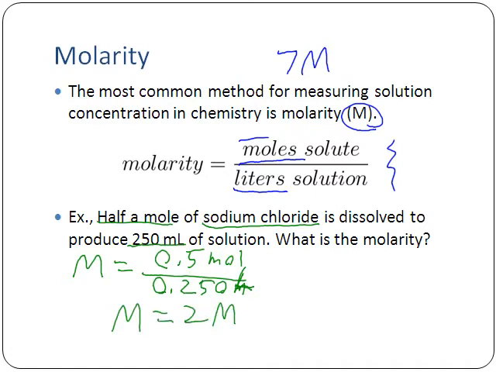Significant figures: half a mole has infinite significant figures, 250 milliliters has 2. Our answer should have 2, so actually this is one of these rare cases where we have to increase the number of decimals we have on here. And so our final answer is this is a 2 molar sodium chloride solution. And so that's how you basically work out molarity.